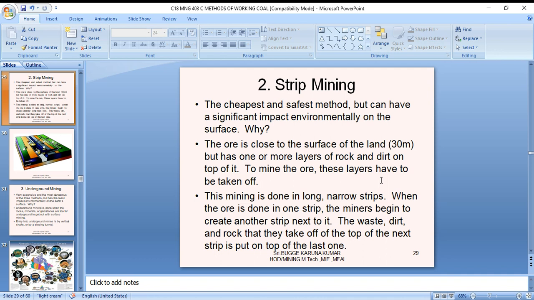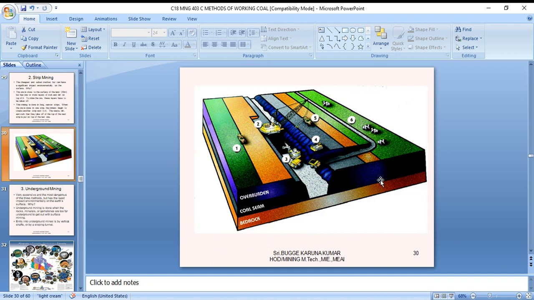The ore is mined in one strip. The minerals are extracted in another strip. Next to it is a waste dump, where the material taken off the top of the last one is placed. And so this is a view of the open cast mine, strip mine, where the bench is progressing. Bedrock, coal seam and overburden are clearly shown here.